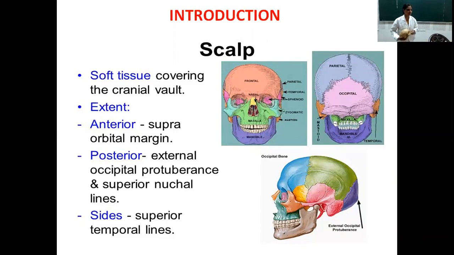See, why should we learn this scalp? Because clinically it is important. Though it is a soft tissue, because of injuries regarding the skull or head injuries, we should know the different clinical aspects regarding this scalp. So what is this scalp? The scalp is a soft tissue which is covering the hard tissue. So what is this hard tissue?